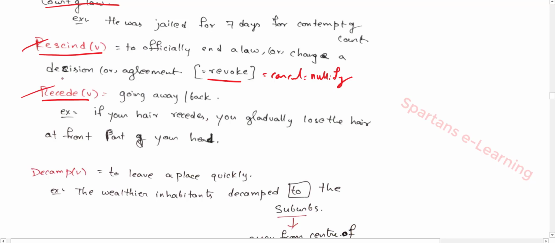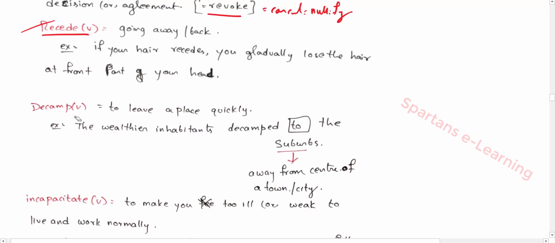Both are different. Next word is decamp. Decamp means to leave a place very quickly, right? Example, the wealthier inhabitants decamped to the suburbs. Suburb means a place which is far away from the center of the city. So decamp means to leave a place quickly.